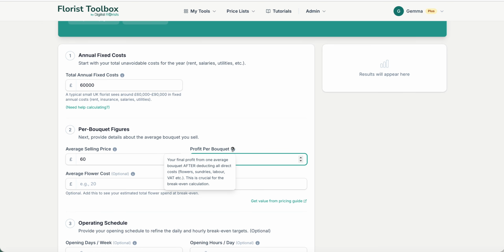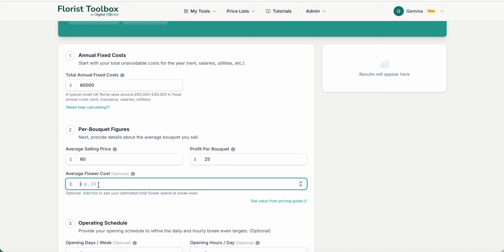Now, just over here, this is what it wants on this bouquet. So it wants you to take the costs of your flowers off. It wants you to take any cost of flowers and sundries, any labour time and your VAT taken off that. So we'll say we make £25 per bouquet after all those are taken out, and that the average cost of the flowers is 15. So all the COGS. So I've taken my £10 off that.